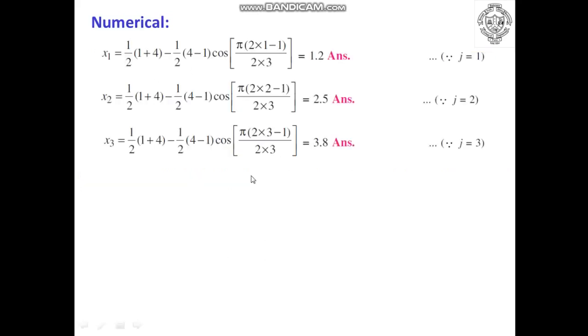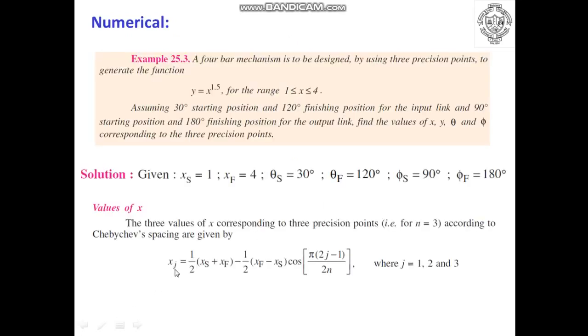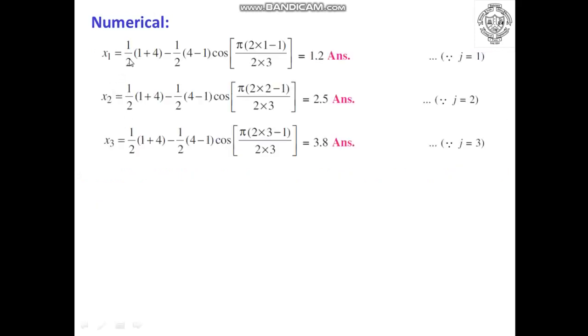So now let us find the value of x1. You have to put j equal to 1 to get x1. You can see here x1 is calculated as 1/2 (1 + 4) - 1/2 (4 - 1) cos(pi (2 into 1 - 1) / (2 into 3)). Because now j is 1, I have put the value of j as 1. Small n is nothing but the number of precision points, which is 3. So you get x1 as 1.2 when j is 1.